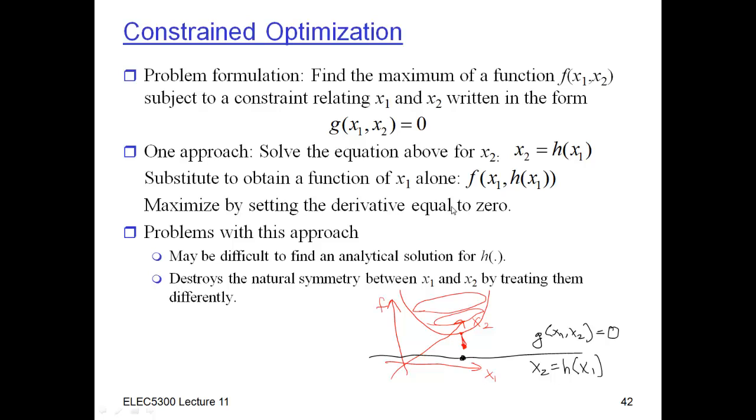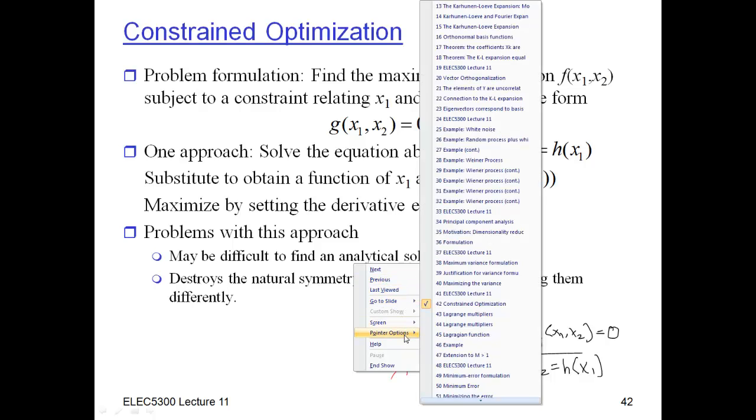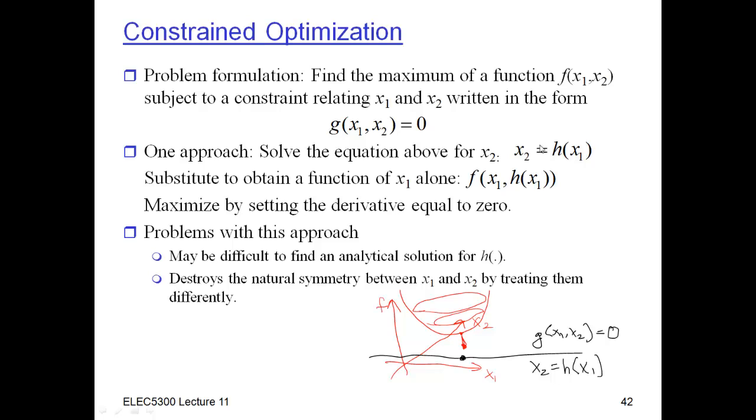But there are some things that are not so satisfying about this. The first one is that it seems like we made an arbitrary choice between solving for x1 and x2. In fact, I could have easily written x1 as some function g of x2 and substituted that instead. So I've destroyed the natural symmetry between x1 and x2 by treating them differently. The other thing is that maybe it's difficult to find an analytical solution for h.